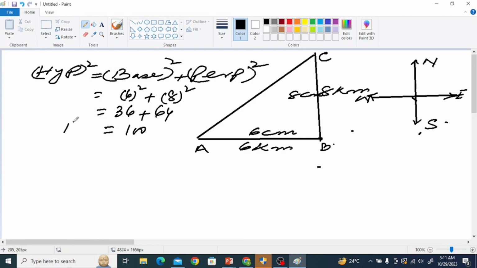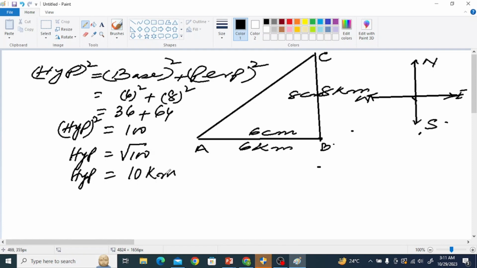This is hypotenuse square, but we have to find the hypotenuse length. So when we remove this square, its value will come under the radical sign. In this way we got the hypotenuse as under root 100, that is the square root of 100, and that is 10. So from here the displacement we got is 10 kilometer.